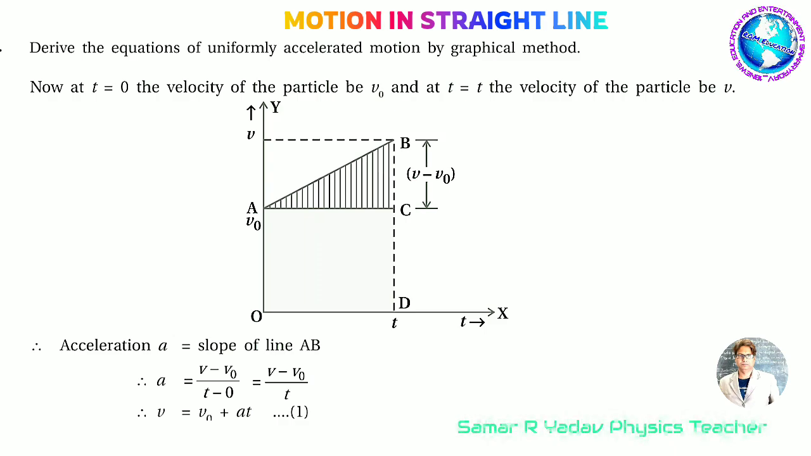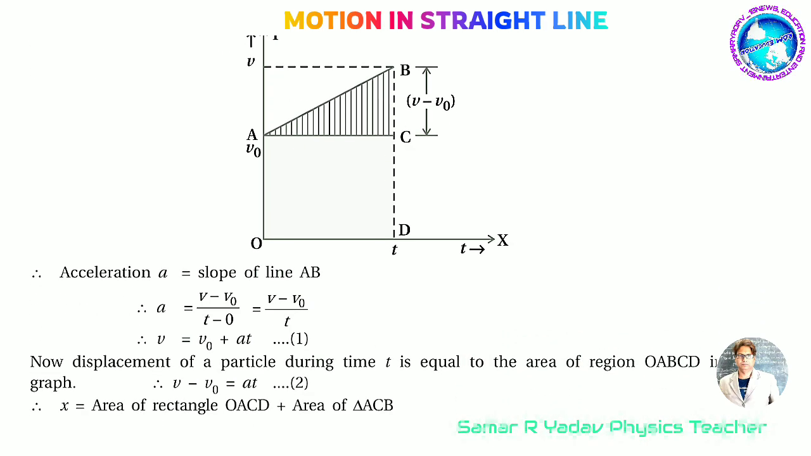Now at t equal to 0, the velocity of the particle be v0, and at t equal to t, the velocity of the particle be v, which is shown in the figure. Therefore acceleration a is equal to the slope of line AB. You can see in the figure, triangle ACB, the slope of line AB. Therefore a is equal to BC upon AC, which is equal to (v minus v0) upon (t minus 0), which is equal to (v minus v0) upon t. Therefore v is equal to v0 plus at, equation 1.